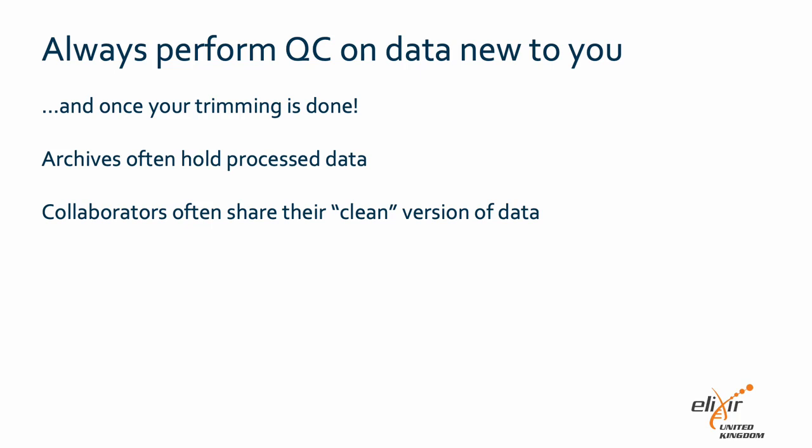The takeaway message for now is that you should always run QC on sequencing data that is new to you, and you should even repeat it once any trimming or further processing is done. Recognizing trimming which may have already taken place is really important, so always chase any metadata if it's unclear.